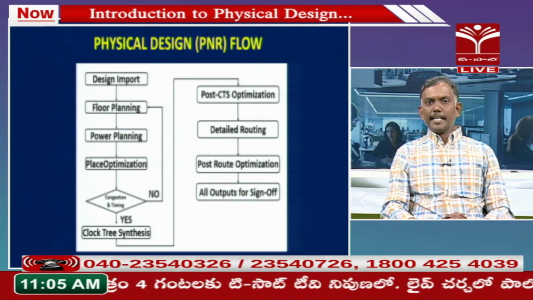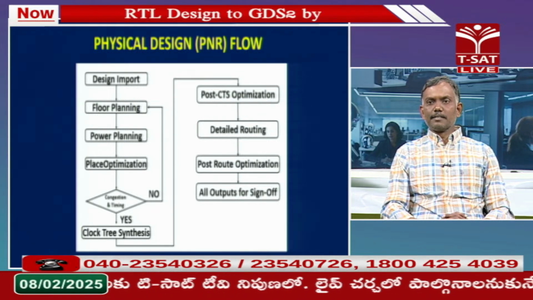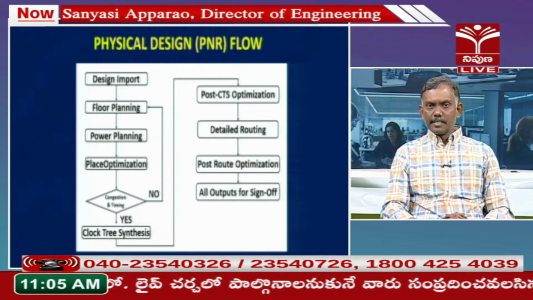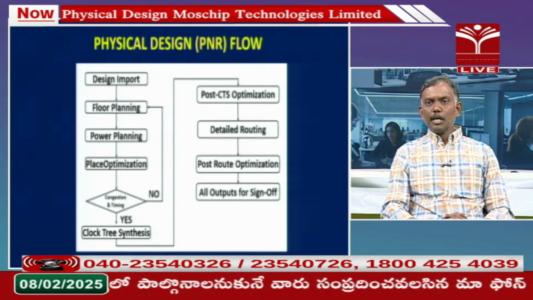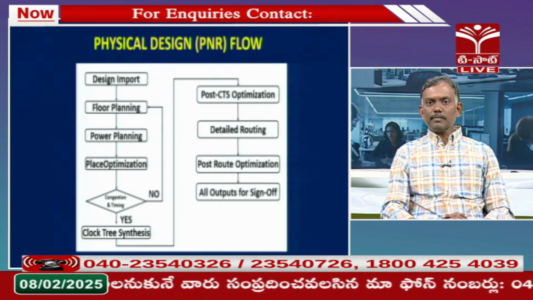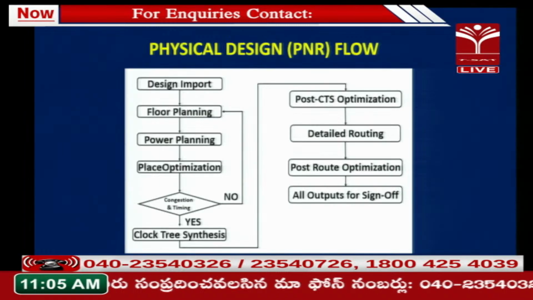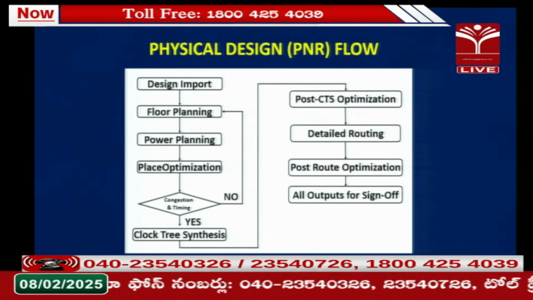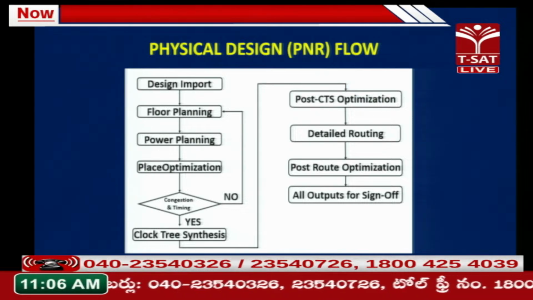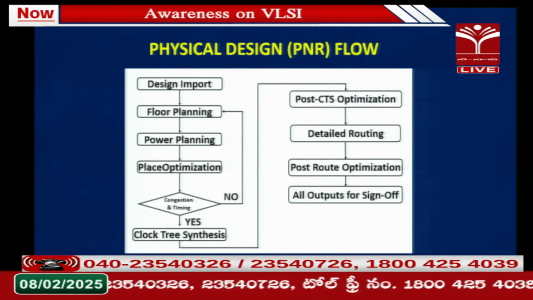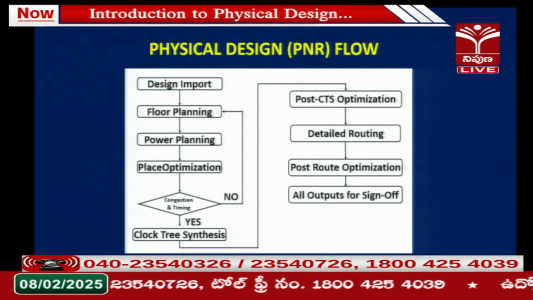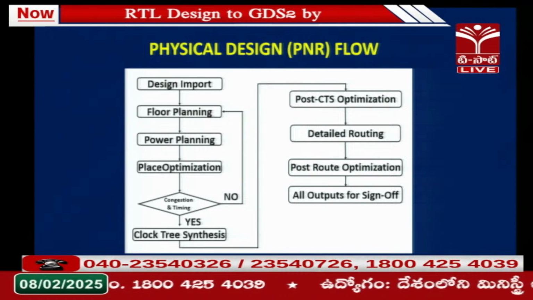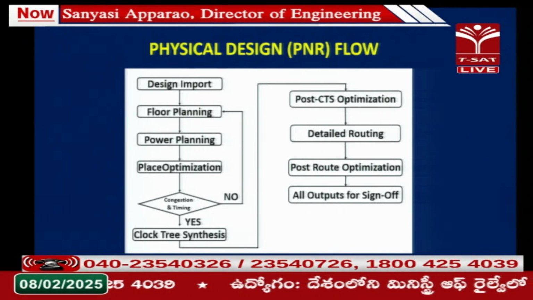Next one is power planning, power and ground connections. Next is place optimization. To meet our timing, power and area targets, we go for place optimization. After that, there are two parameters, congestion and timing. We need to look at those parameters. If those parameters are met, then you can go for the next step. If you are not able to meet the congestion and timing parameters, then you should go back to your floor planning.